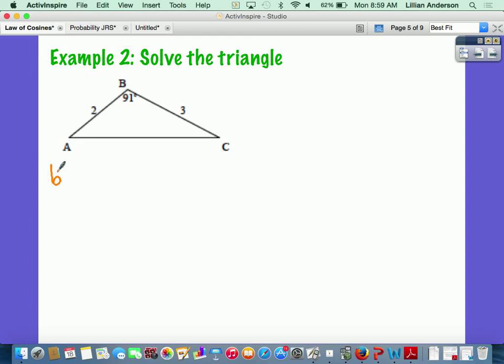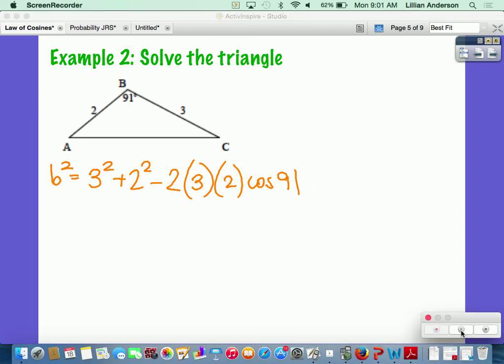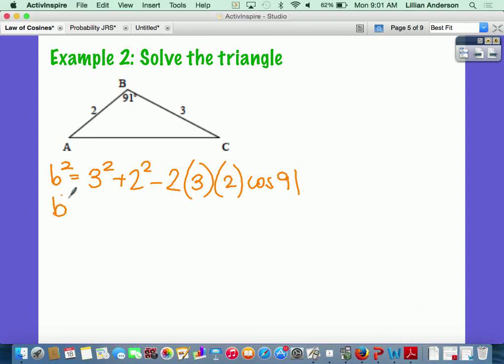So let's set it up. It's going to be B squared equals A squared plus C squared minus 2 times A times C cosine 91. Okay? You guys tell me, what is side C? Not C squared, but what is side C? So yes, you should have gotten 3.63. Because when you type this all in, B squared should have been about 13.209 and some change. So when you took the square root, you should have gotten 3.63 for side B.